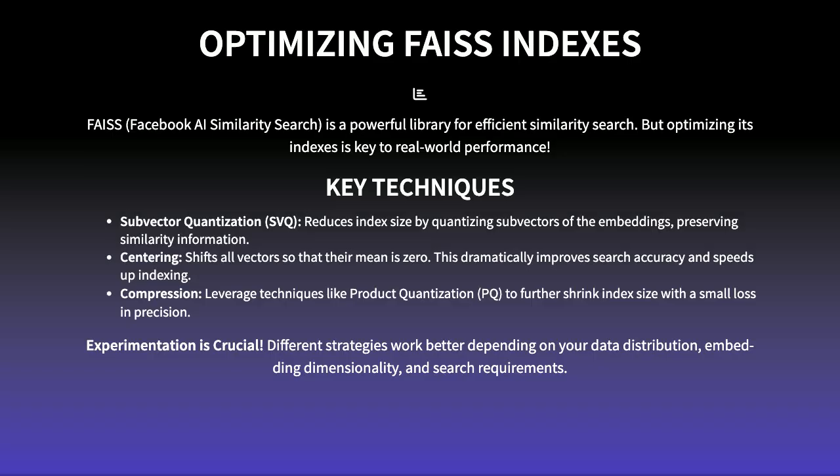Then there's subvector quantization, which lets you reduce the size of your index by focusing only on the most relevant parts of each embedding. Finally, compression techniques like product quantization can really shrink things down even further, though you might see a minor decrease in accuracy. The key takeaway: experiment with different approaches, then find what works best for your specific data.